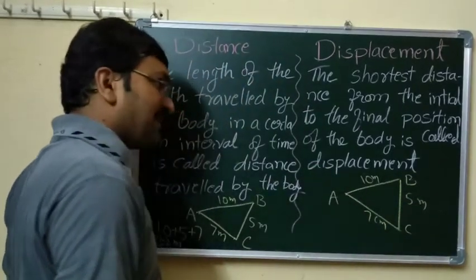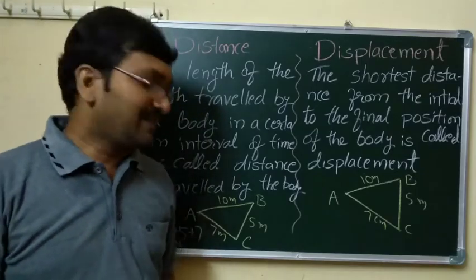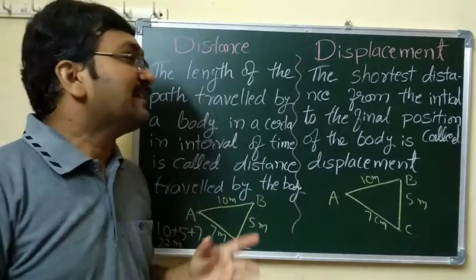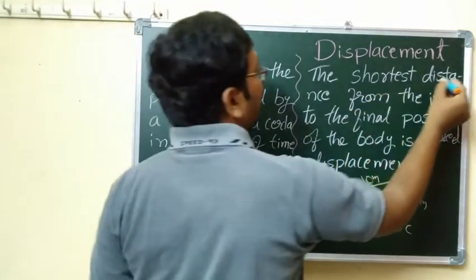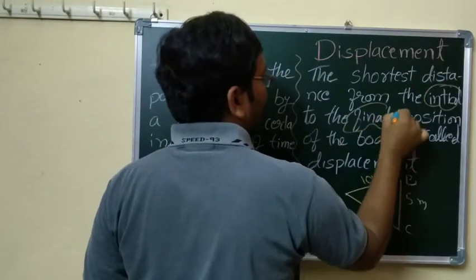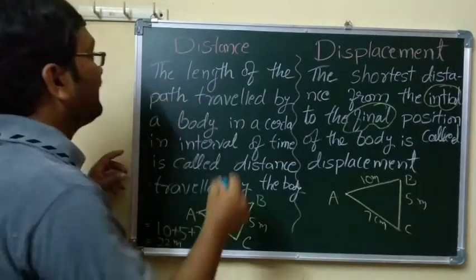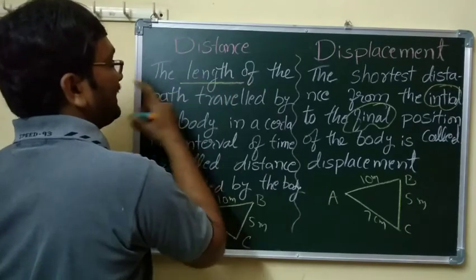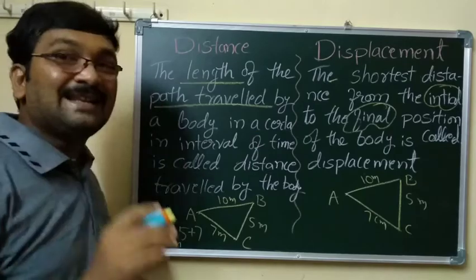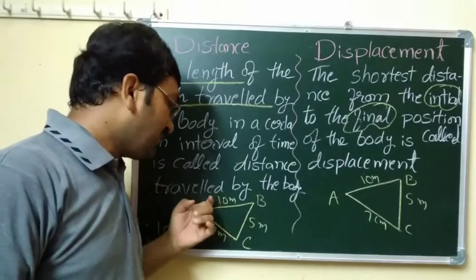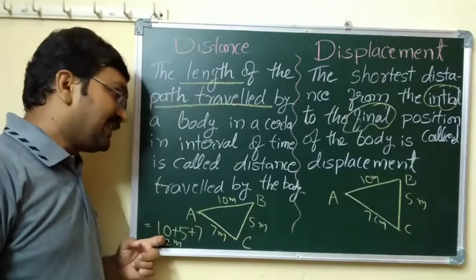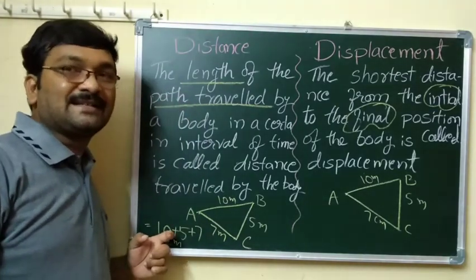Now, here the displacement is how much? Can I write 22? No. One thing you want to remember here: distance is only the length of the path traveled. Only the length of the path traveled means you add the whole length together. We have to write that, and you say that is the distance.